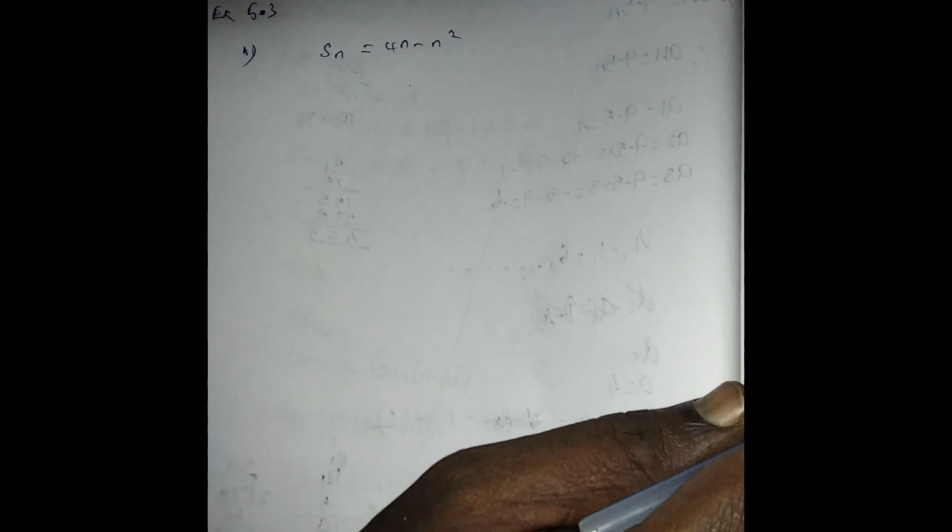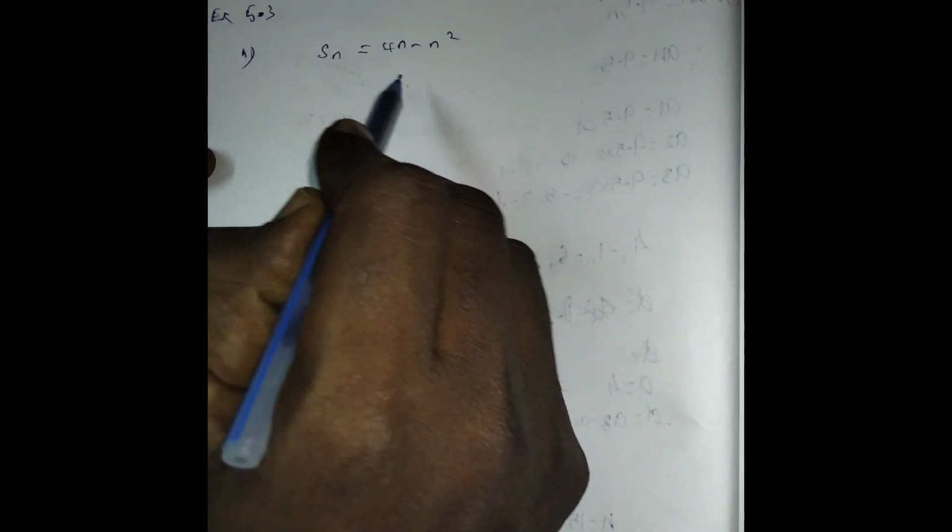Exercise 5.3, we are asked to find, given that the sum of the first n terms of an AP is 4n minus n squared, what is the first term and the sum of the first two terms, what is the second term. Similarly, find the third and 10th term and the nth term also. So the given Sn equals 4n minus n squared.